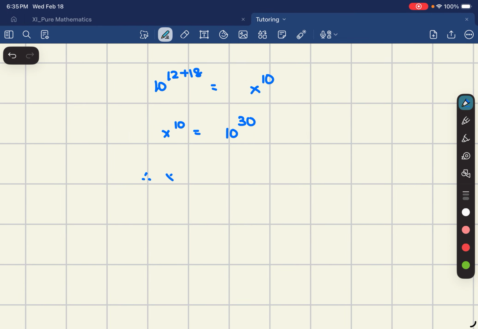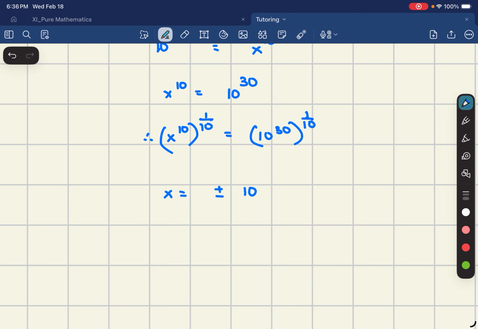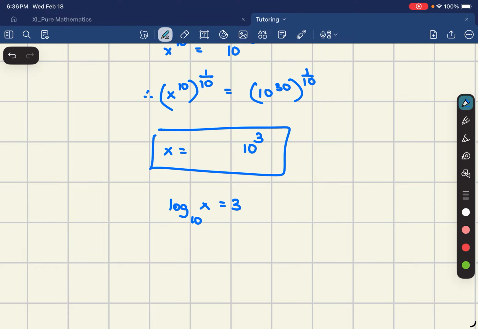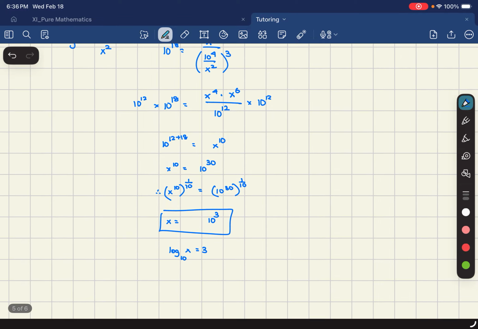Therefore, to get x, I need to raise both sides to 1 over 10. 30 times 1 over 10. Therefore, I get x is equal to plus or minus, because this is an even power. When we look at the roots, both the positive and the negative value are going to satisfy it. So we get 10 to the power 3. 30 divided by 10 is 3. But because x is greater than 0, we're just going to get x is 10 to the power 3. And we can calculate log base 10 of x. That is just going to be 3. That is, I think, what the question asks you to find. Log base 10 of x is just going to be 3.